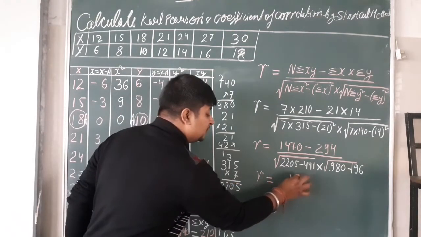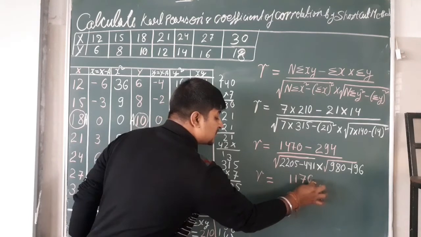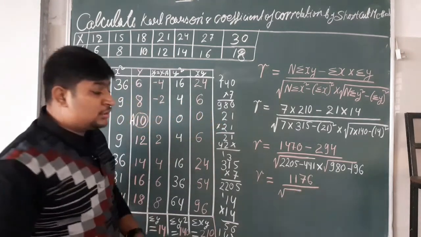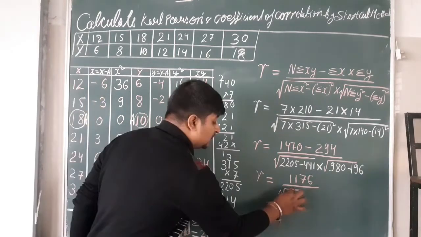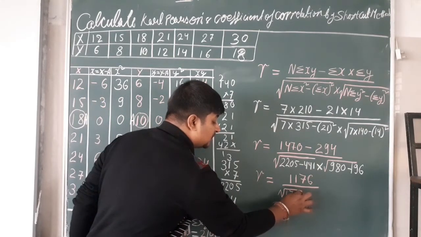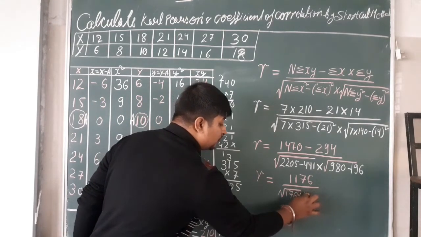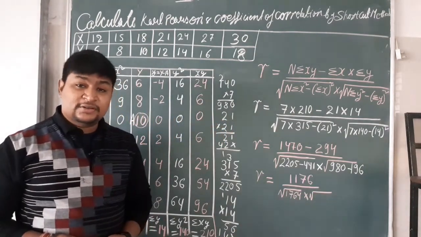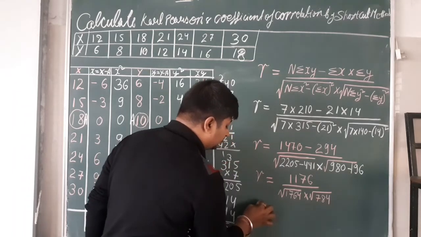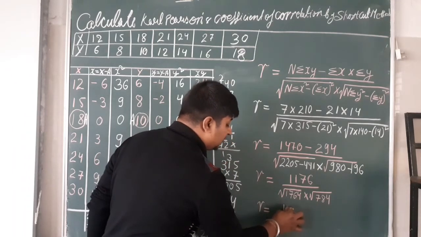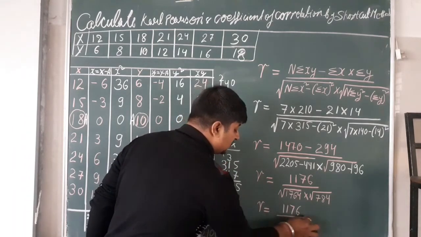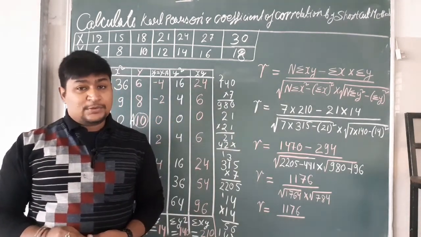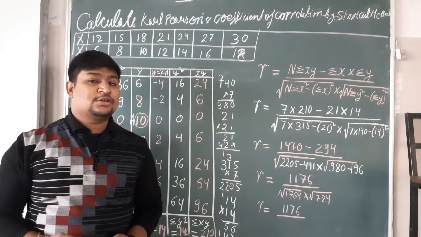1176 whole upon we have under root 2205 minus 441, into again we have one more root 980 minus 196, again 1176. Now we solve the value one by one. रूट्स निकालना आप सबको बता दिया था मैंने पहले से, तो उसकी रूट की वैल्यूज निकाल लीजिए.